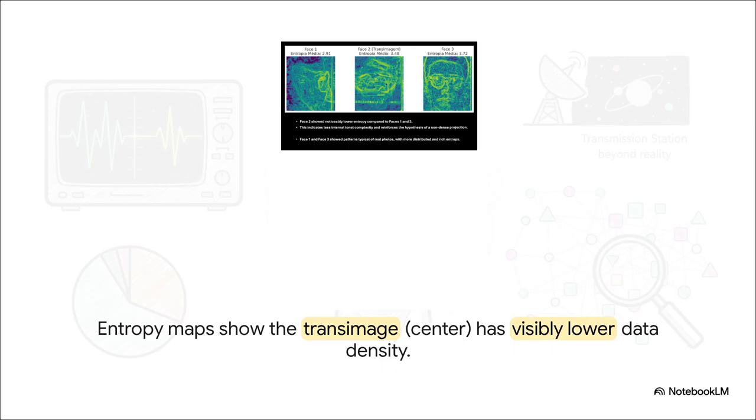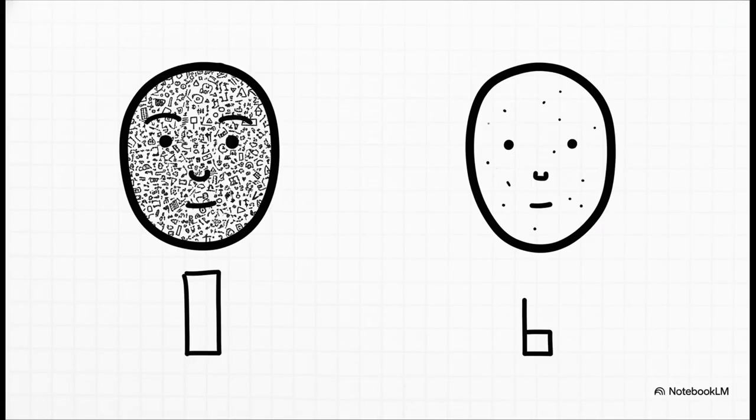You can immediately see the maps for face 1 and face 3 are just rich with all these varied patterns. But the map for face 2, the transimage, is visibly darker and much more uniform. So the conclusion from the document is that the real faces contain the amount of rich, visual information you would expect. The transimage, on the other hand, is what you might call information poor by comparison. This lack of data density really supports the theory that it isn't a picture of a complex physical object, but maybe something like a non-dense projection.